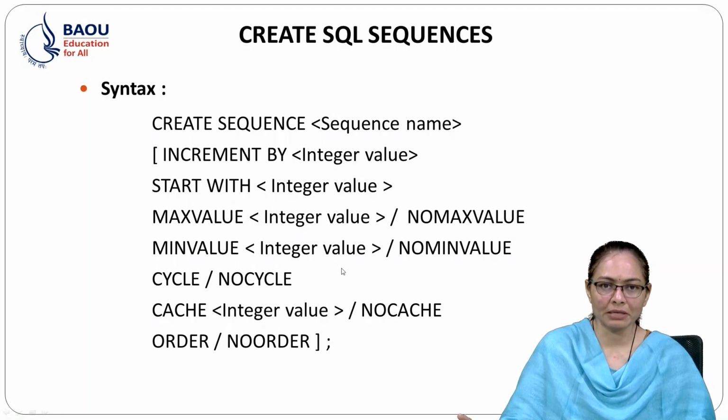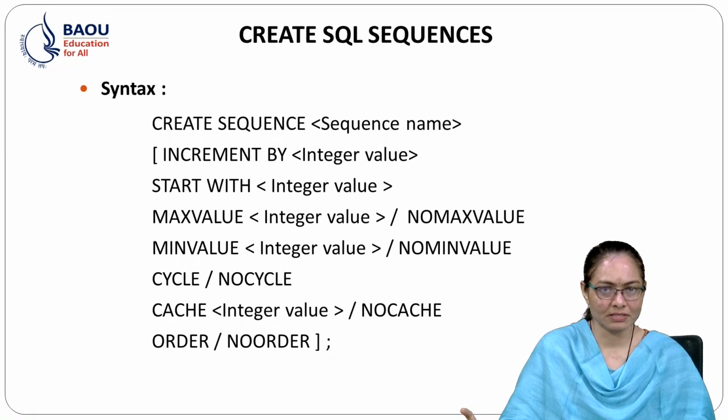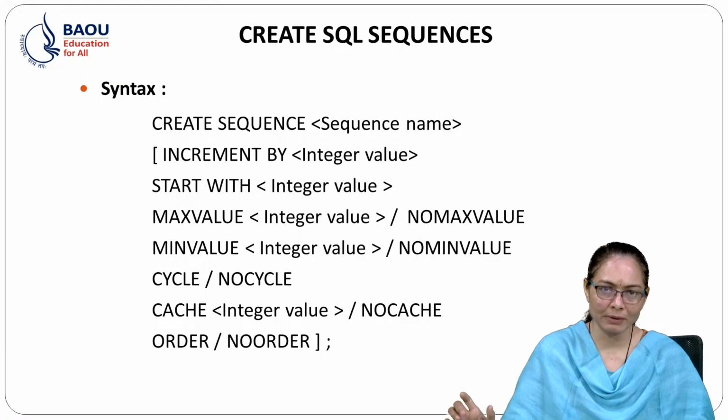Now, no minimum value is used to provide the minimum value in a sequence. It is a default clause. It is optional. The cycle is used when the sequence generates repeated values after reaching the maximum value. The sequence continues to generate repeated values after reaching the specified maximum value. And no cycle is used so the sequence cannot generate repeated values after reaching the maximum value. For this, cycle, no cycle is used.